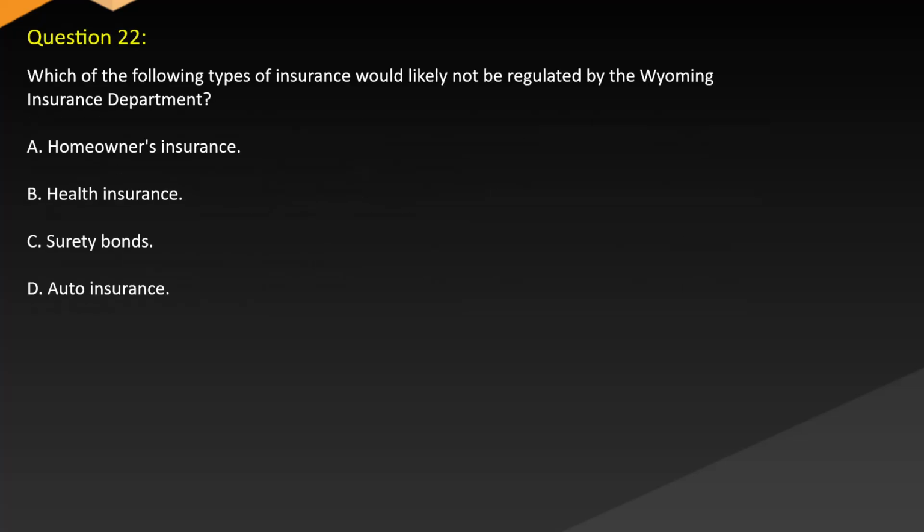Question 22. Which of the following types of insurance would likely not be regulated by the Wyoming Insurance Department? A. Homeowners insurance. B. Health insurance. C. Surety bonds. D. Auto insurance.